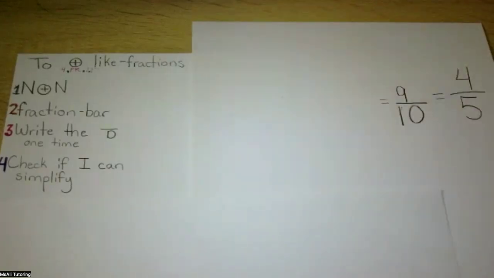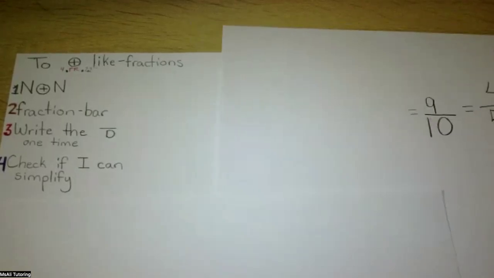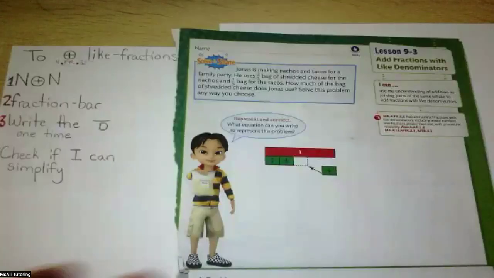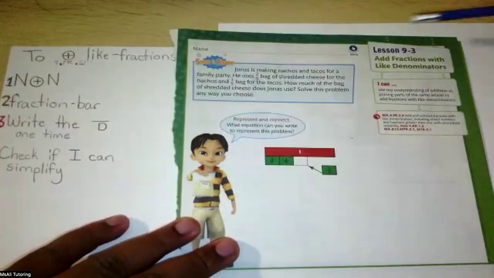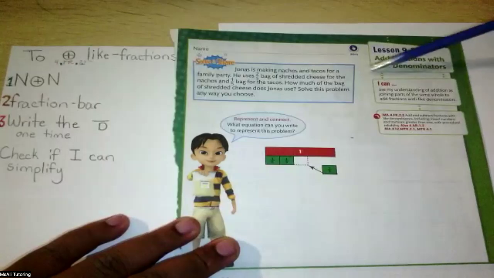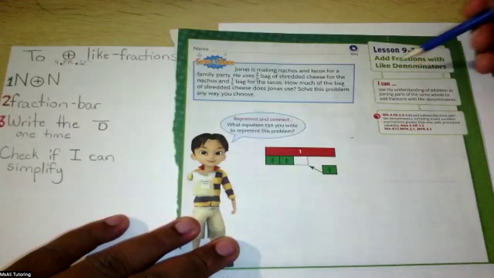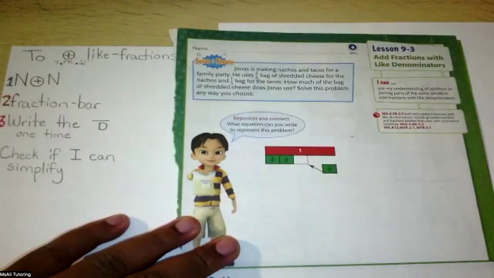Now I will practice that using Lesson 9-3 from my textbook. Lesson 9-3 is about adding fractions with like denominators. So this means that I'm trying to add fractions and the denominators are alike. The fraction names are the same.